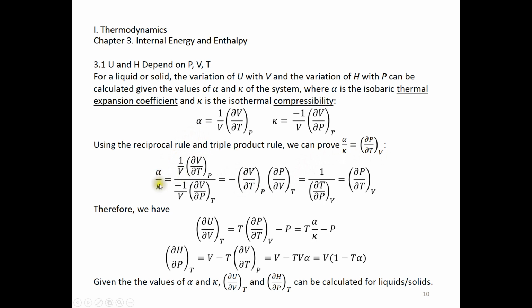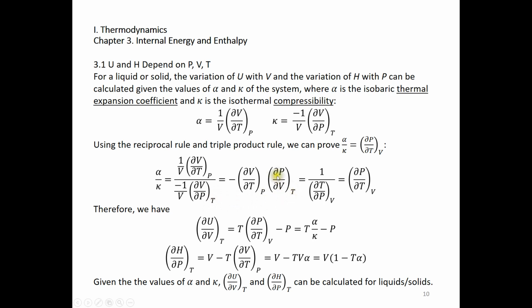Alright, let's do it. Alpha over kappa is just, this is alpha, this is kappa, right? And then in calculus, we have learned this. The reciprocal of delta V over delta P is just delta P over delta V. You just flip these two, as long as these two derivatives have the same subscripts, exactly the same subscripts, alright? So the temperature is constant here, the temperature is constant here. So this is called the reciprocal rule.